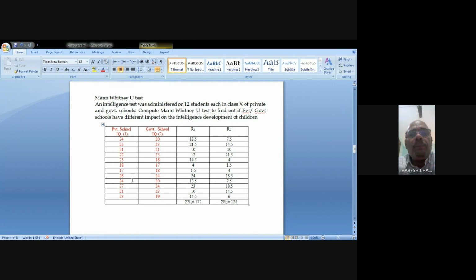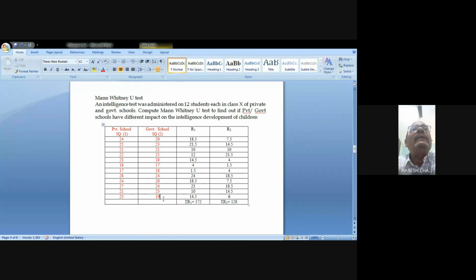Now, first of all, you will have to go for a ranking called combined ranking. You have to convert it to an ordinal scale. Ranking is in ordinal scale. Unless you convert it to an ordinal scale, you cannot go for Mann-Whitney U. So, first of all, you have to rank the data, with the lowest being 1. Combined ranking means taking these two sets of data together and ranking them.